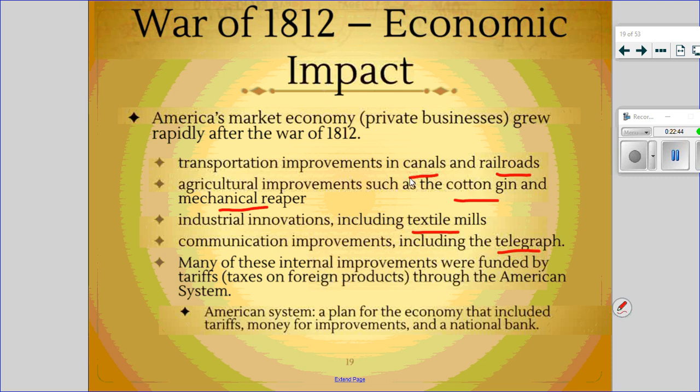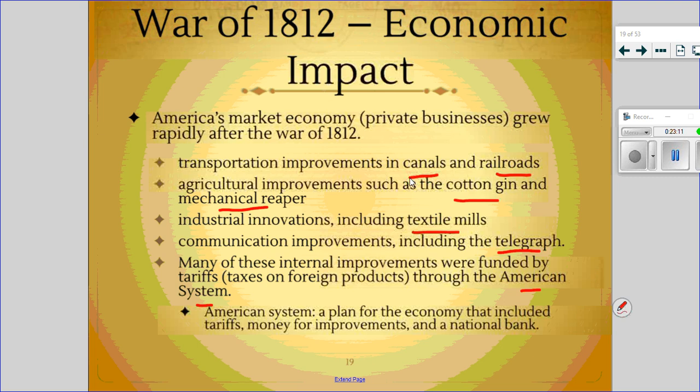Many of these internal improvements are funded by something called the American system. The American system said basically what we're going to do is we're going to tax foreign products. So if a foreign company makes a product, we'll tax them. That's called a tariff. A tariff is a tax on foreign goods. And we'll use the money from those tariffs to fund internal improvements to grow the U.S. economy. All right, we'll talk a little bit about tariffs as we go through the course.